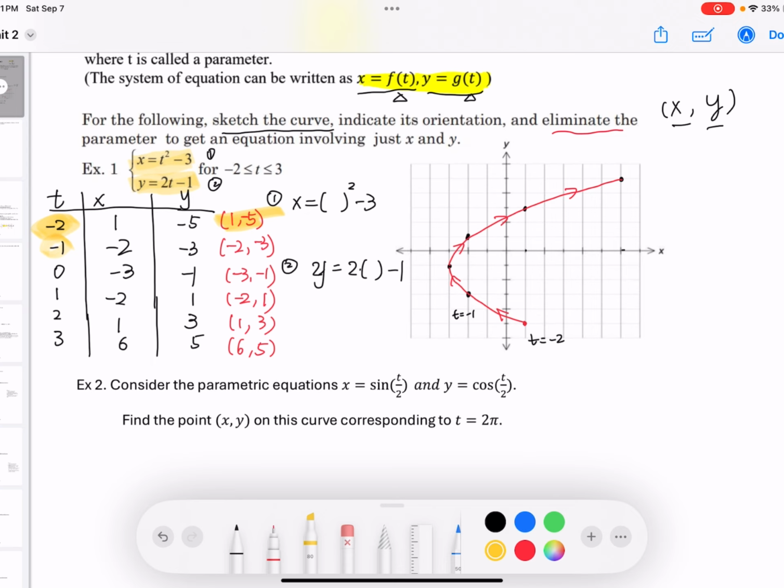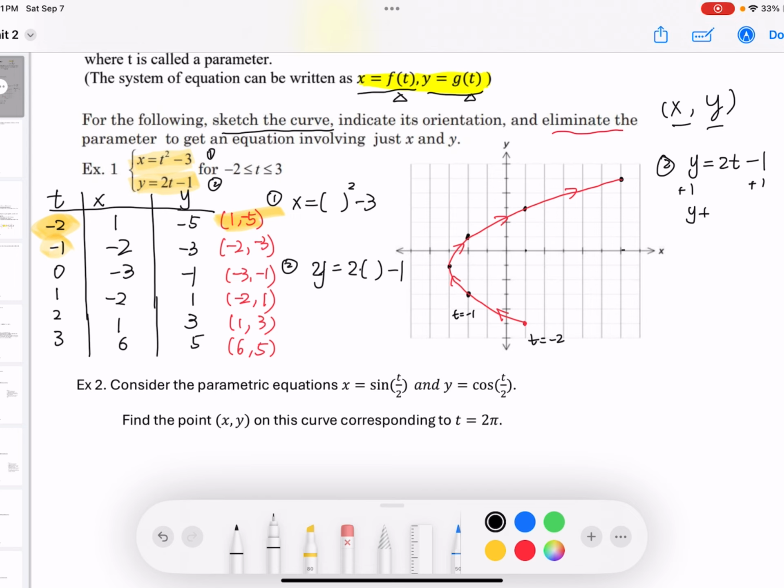We are selecting the easier equation. I'm selecting the second one, number 2, because y equals 2t minus 1 is a linear equation, which seems easier. So if I pick my second equation, y is equal to 2t minus 1, the next step is to isolate t, so leave the t alone. We add 1 to both sides, and then divide by 2.